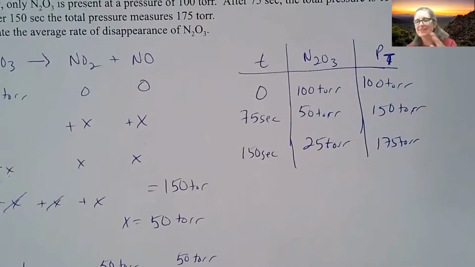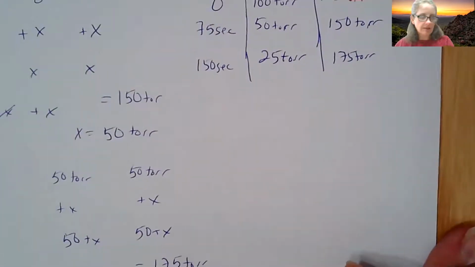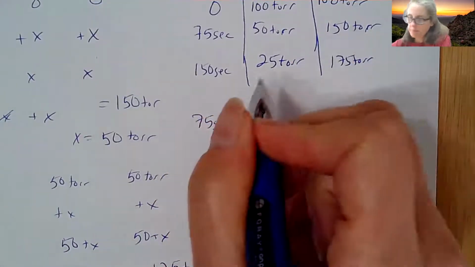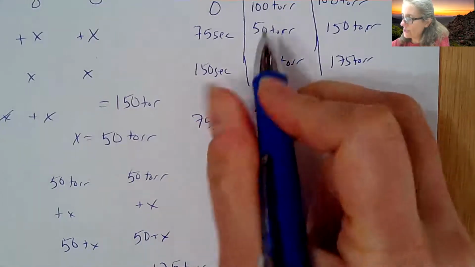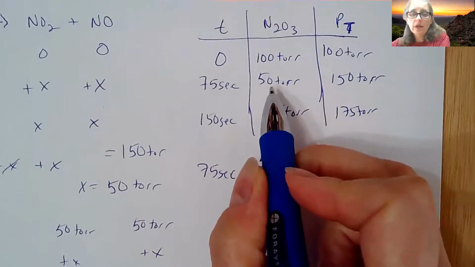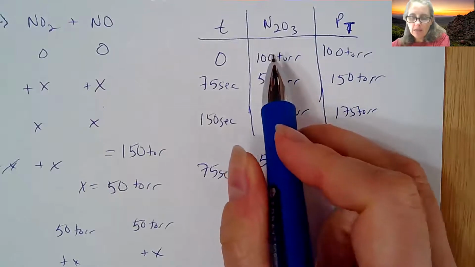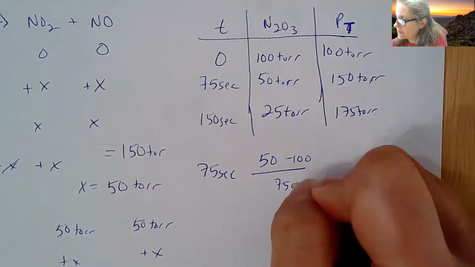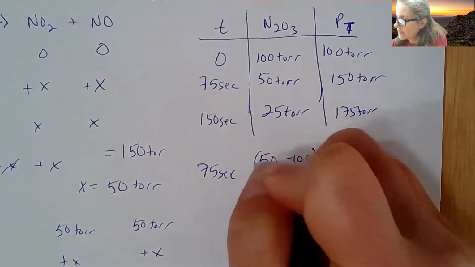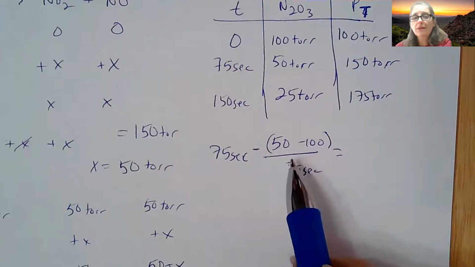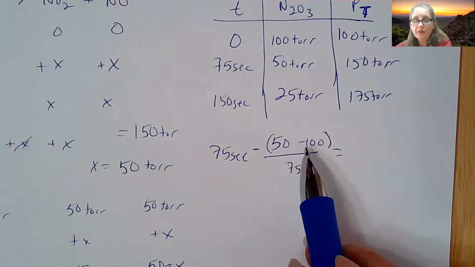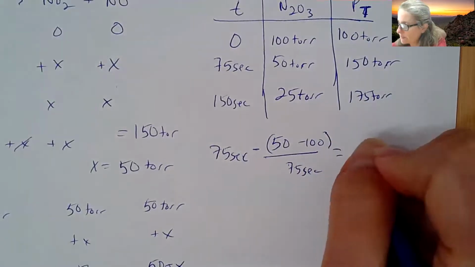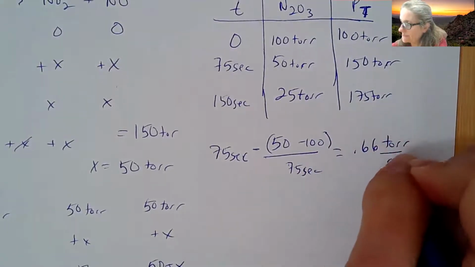So, and you're going to see something here. There's a point to my madness of why I'm doing it this way. Okay. 75 seconds. Okay. I have a change of my initial torrs, my final torrs is 50 minus 100. And that was 75 seconds. And this is going to be a negative. So this is my rate. So it's going from 100 to 50, and it's over 75 seconds. It's 0.66 torrs per second.